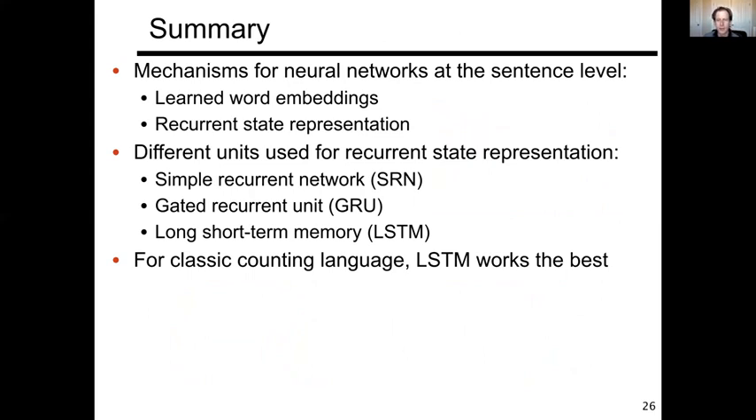We saw three different recurrent state representations: the simple recurrent network, which is an undifferentiated hidden state; the gated recurrent unit, which had some clever behavior in when to forget hidden state and when to update it; and the long short-term memory, which explicitly differentiated between a cell state, which was a little bit easier to use as a long-term store of information to propagate information over longer distances, and then the hidden state as well. And what we found is that for the classic counting language, which reflects one signature property of natural language, the LSTM performed the best.